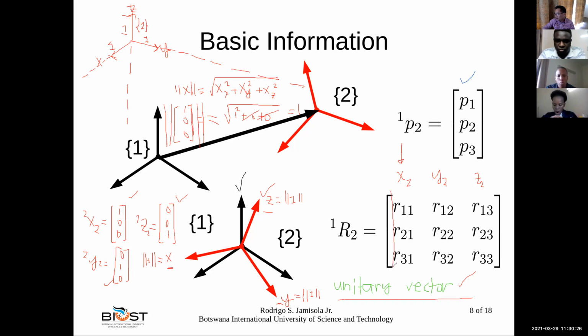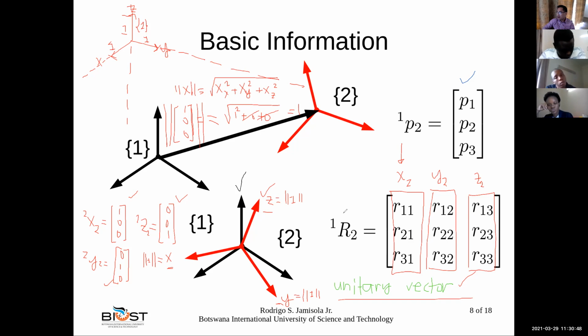Okay, this entire thing is the x vector of frame 2. This entire thing is the y vector of frame 2. This entire thing is the z vector of frame 2. Now expressed with respect to frame 1.